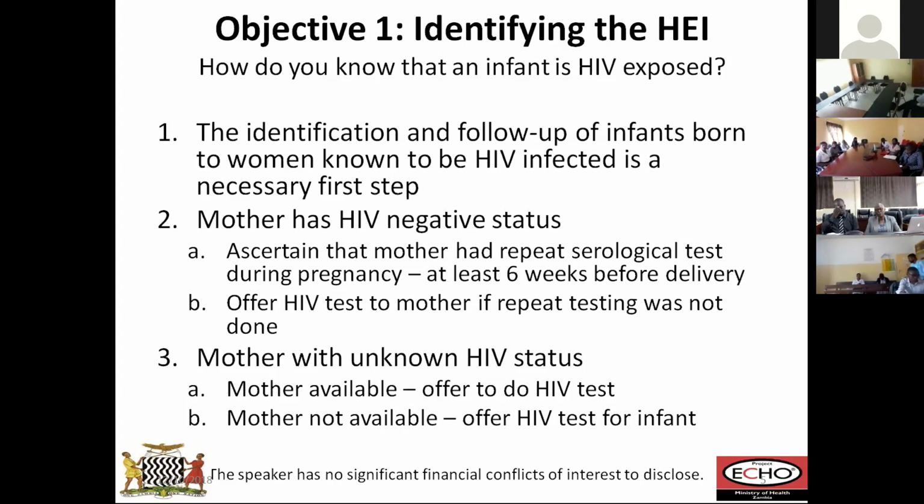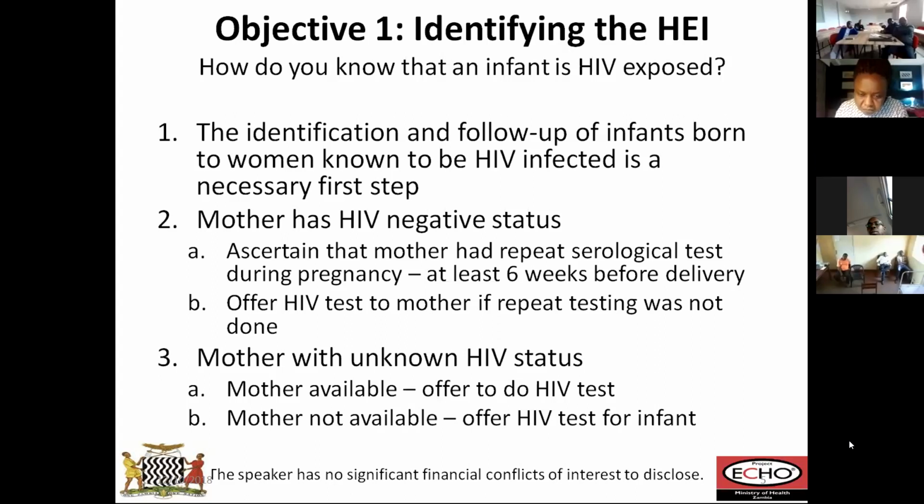And we need to follow up all these babies born from HIV-infected women to be able to identify infection. If a child comes with a mother who says that I'm HIV negative, you need to ascertain that the mother had a repeat testing during pregnancy, and this should have been done at least 6 weeks before delivery for you to say that this mother has HIV negative status. And also, if the baby is breastfeeding, if the mother is having repeat testing every 3 months, then you can say, yes, the mother is HIV negative.